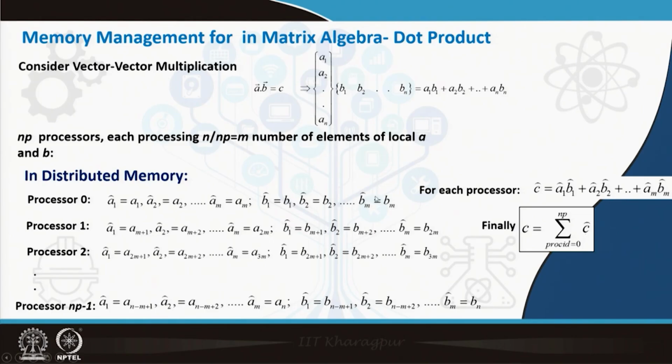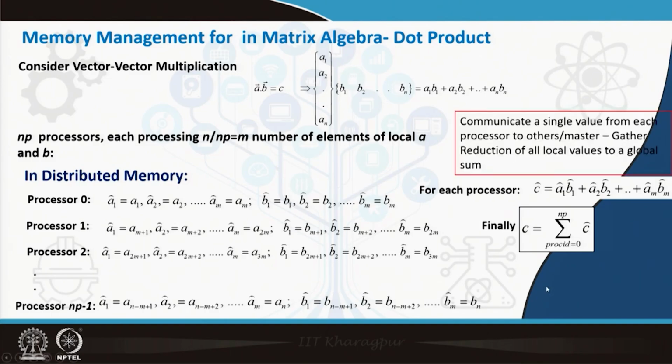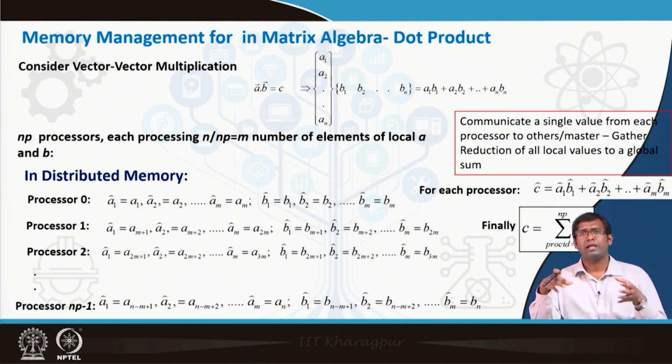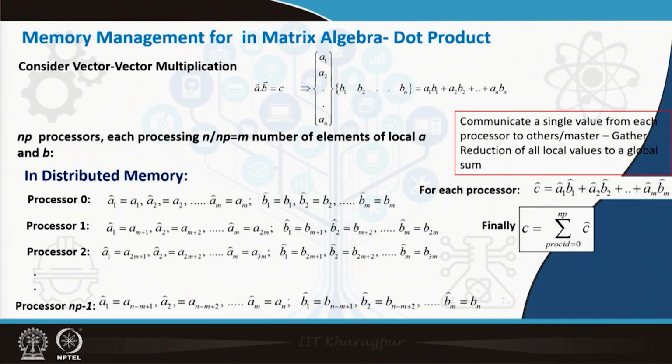So, this C hat which is coming from all the processors has to be communicated to one processor or maybe to other processors. This has to be communicated to all. So, communicate a single value, since C hat is a single value. After the entire calculation, communicate the single value, synchronize, say that everybody has finished their calculations, and communicate this single value to each processor or to a master: make one node a master which will collect all the C hats and sum them up, and use a reduction algorithm like gather all the values and find their sum, which is a very simple distributed memory communication protocol.